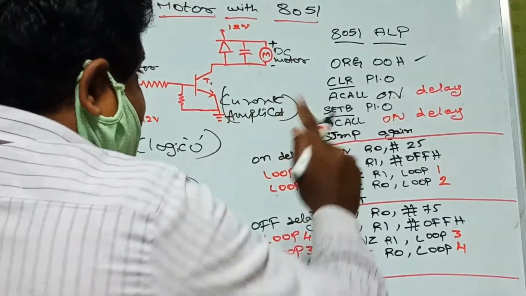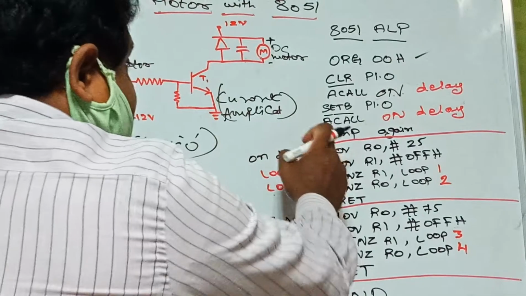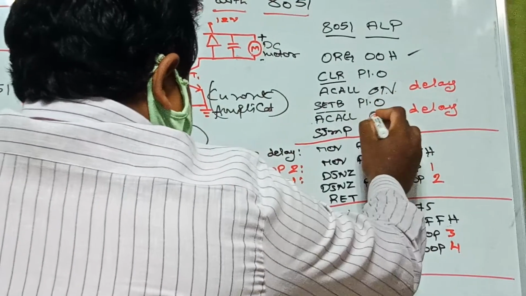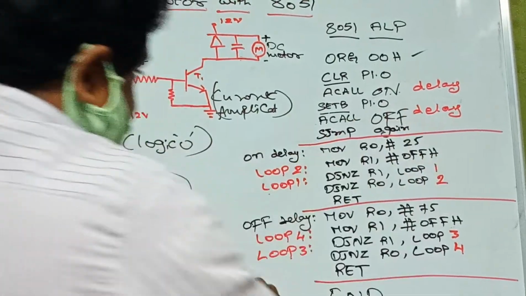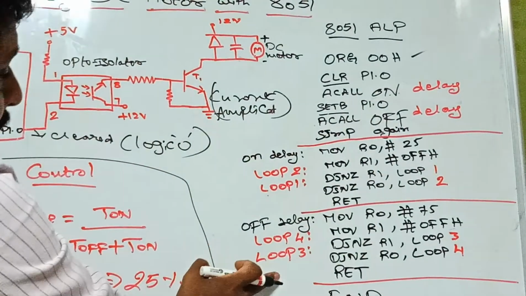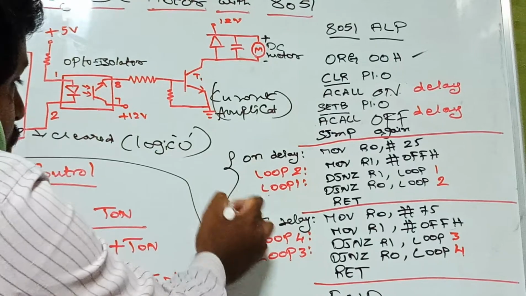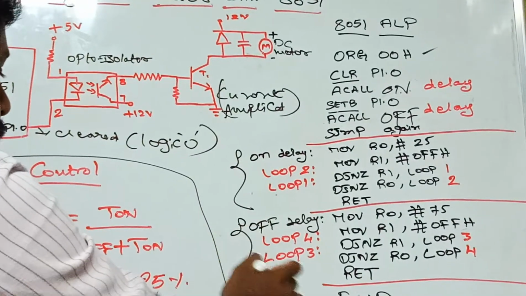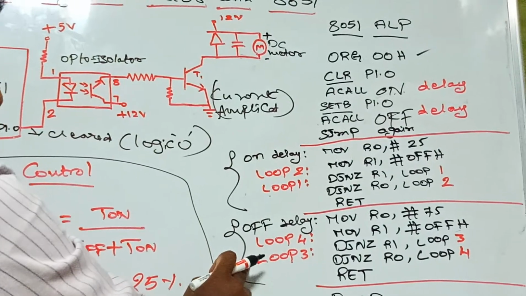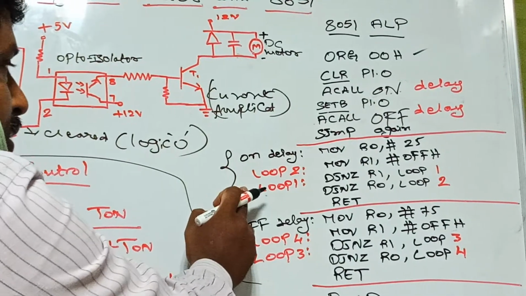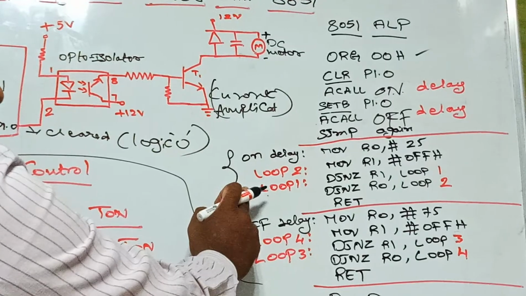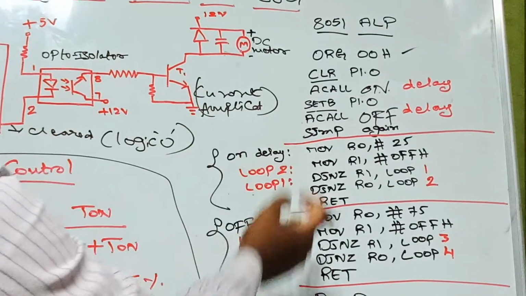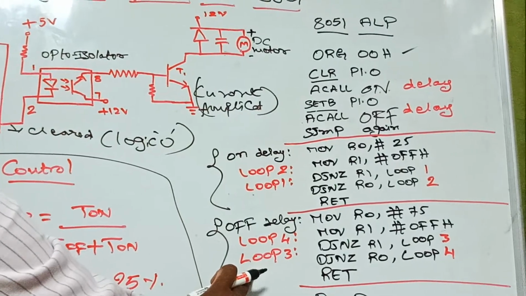1. Once it gets set to 1, then once again it calls the delay. ACALL delay. During that time it is in the off condition. Then the program will jump to another part. This is the subroutine program for on of the DC motor, and this is another subroutine for the off of the DC motor. To turn on the DC motor, the program is going to jump to this subroutine program. To turn off the DC motor, the program is going to jump to this subroutine program.